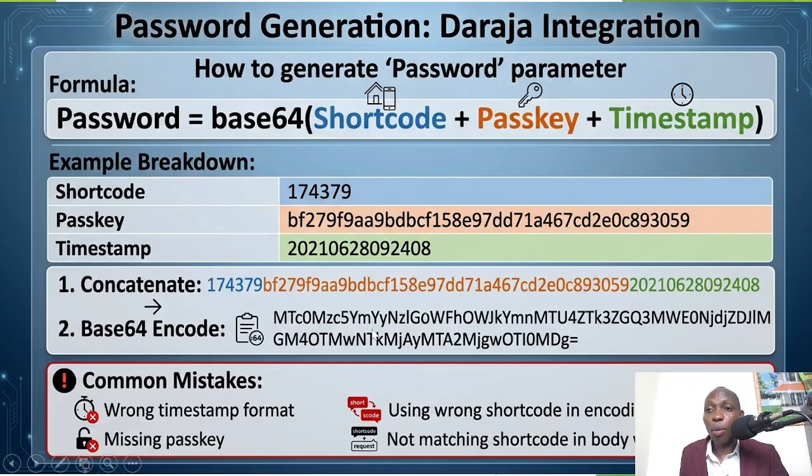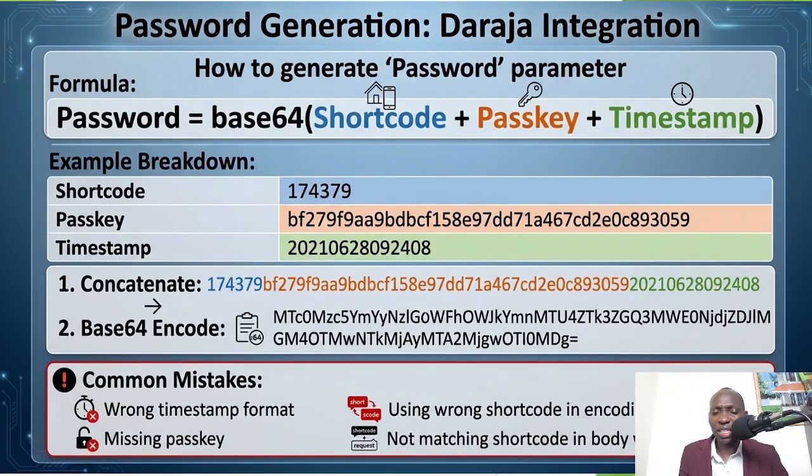What are some of the common mistakes? Number one, wrong timestamp format. Number two, missing passkey. Number three, using long shortcode. Number four, not matching shortcode in body with encoded word. I think this common mistake I have already addressed them.